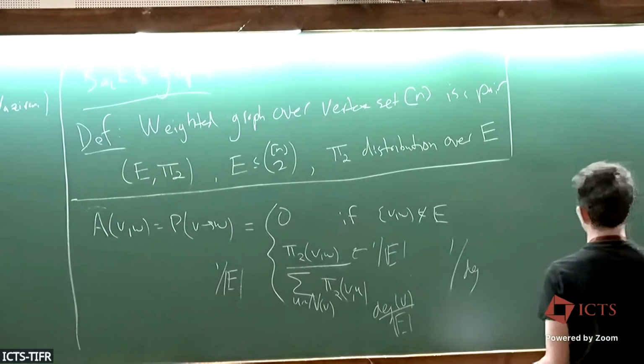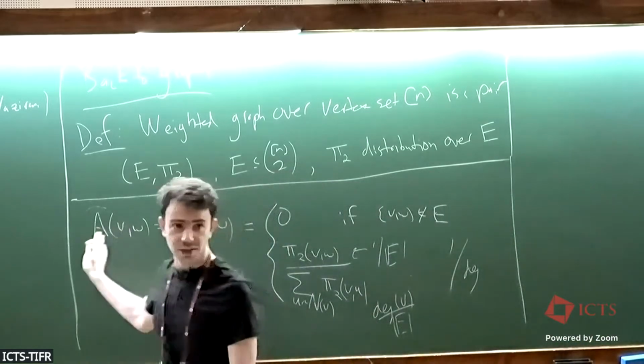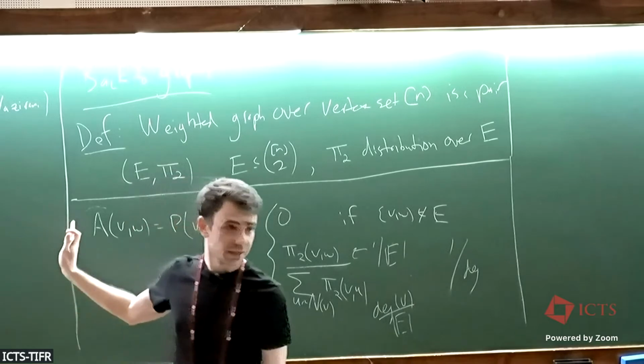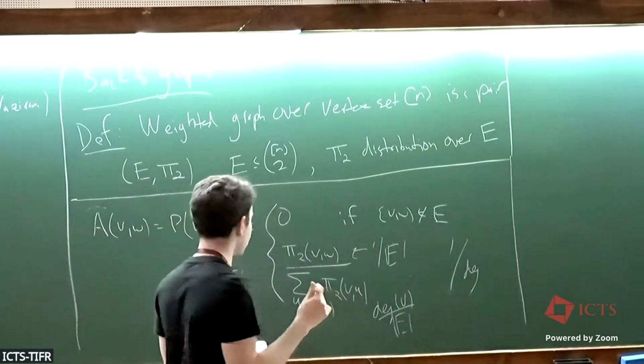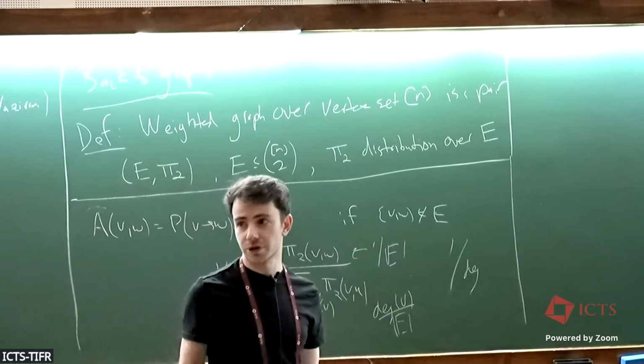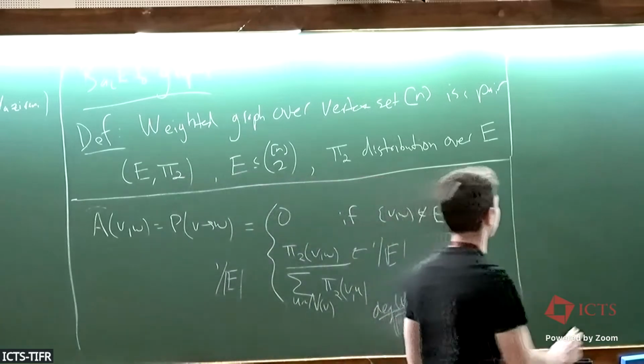Okay, so now I want to define the right inner product over which A is self-adjoint. And the way that I'm going to do this, like we did before, is to define the right weighted distribution over vertices, that is, the marginal distribution of pi 2 over vertices.